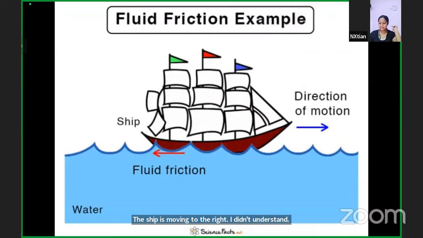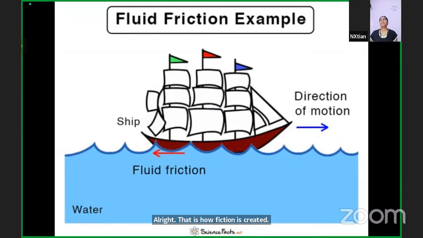The friction force is applied towards the left side, but the ship is moving towards the right side. That is how friction is created, right?